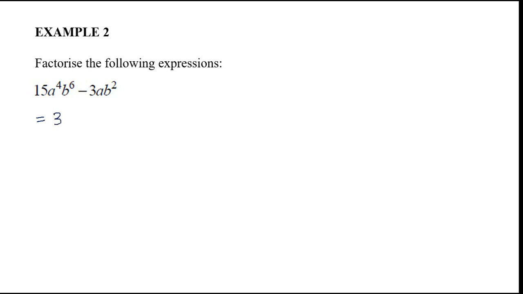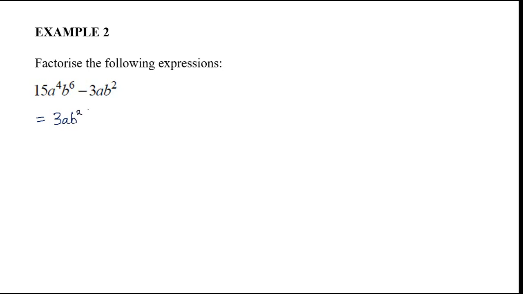Between a to the power 4 and a, remember, if there's no exponent, it means the exponent is 1. We don't write the 1. So the common factor between a^4 and a is a. The common factor between b to the power of 6 and b to the power of 2 is b to the power of 2. So you write it like that.